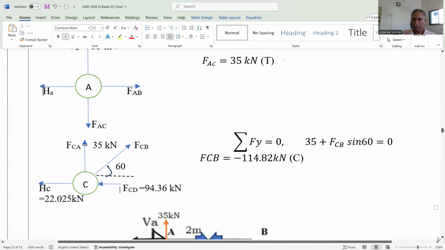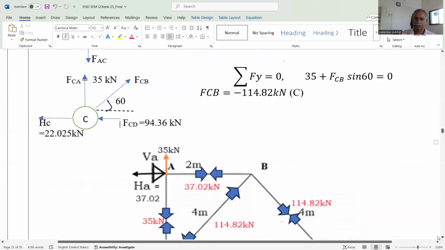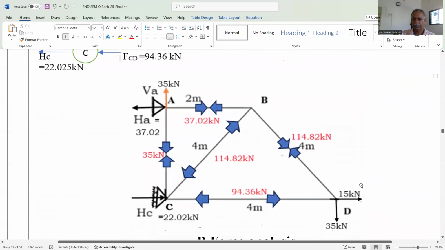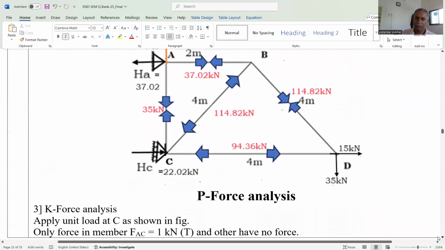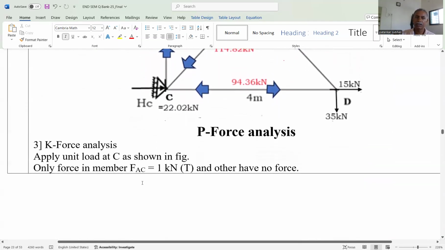Now this is the P force analysis. This is the diagram which indicates which force is compressive and which force is tensile. So this is the P force analysis, that is step number 2. Then step number 3 is related to the K force analysis.